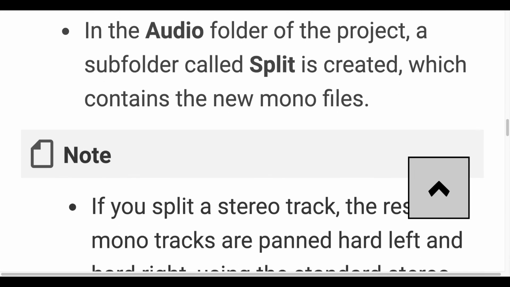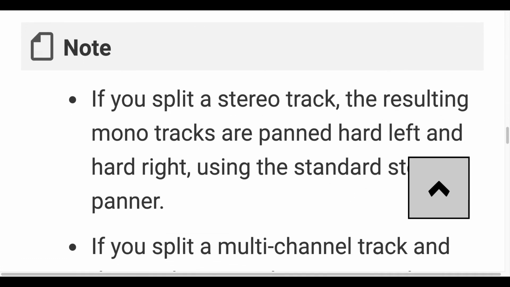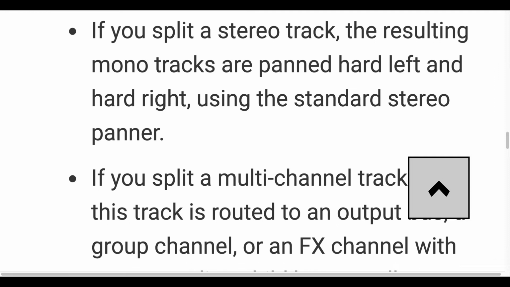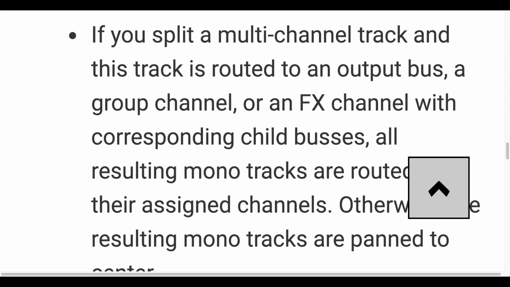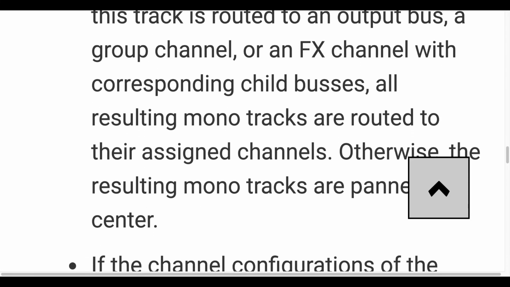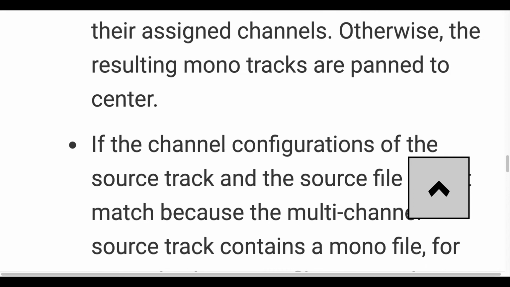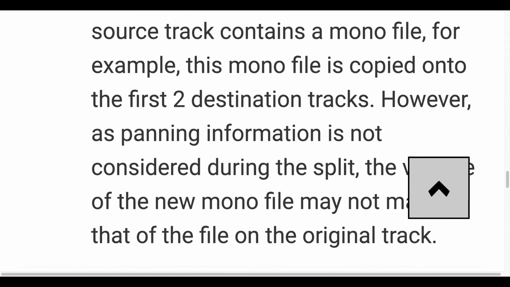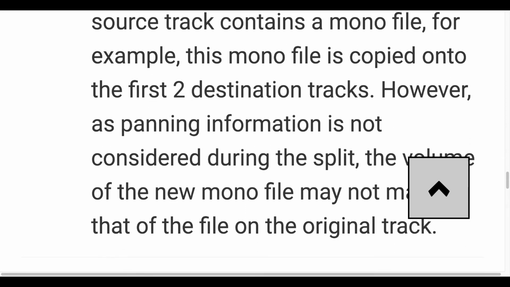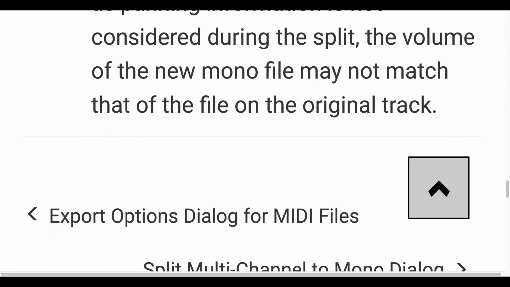Note: if you split a stereo track, the resulting mono tracks are panned hard left and hard right using the standard stereo panner. If you split a multi-channel track and this track is routed to an output bus, a group channel, or an FX channel with corresponding child buses, all resulting mono tracks are routed to their assigned channels. Otherwise, the resulting mono tracks are panned to center. If the channel configurations of the source track and the source file do not match because the multi-channel source track contains a mono file, for example, this mono file is copied onto the first two destination tracks. However, as panning information is not considered during the split, the volume of the new mono file may not match that of the file on the original track.